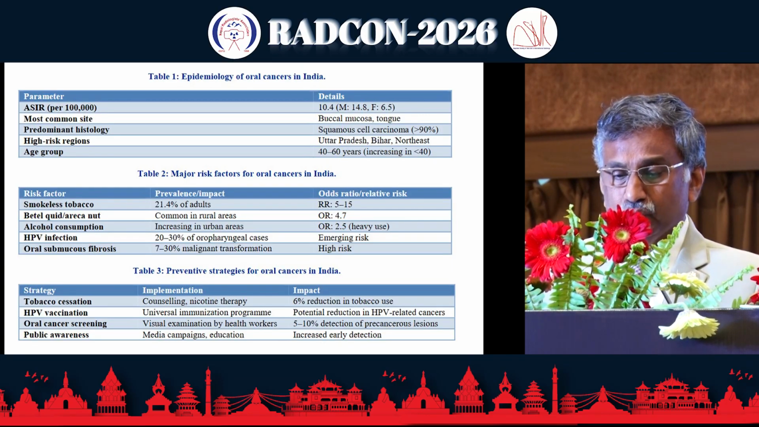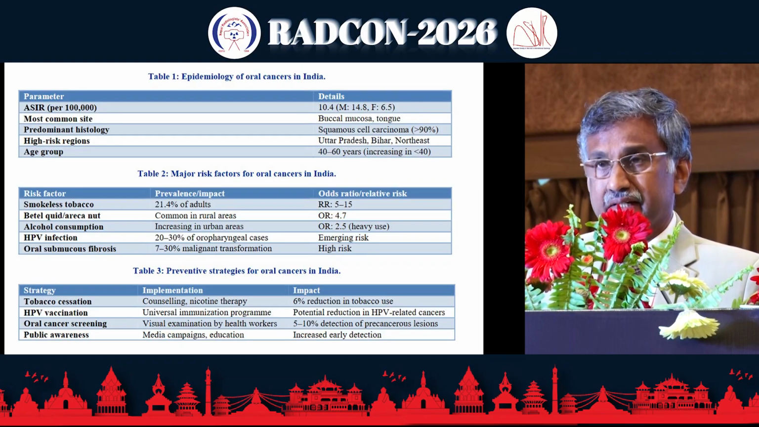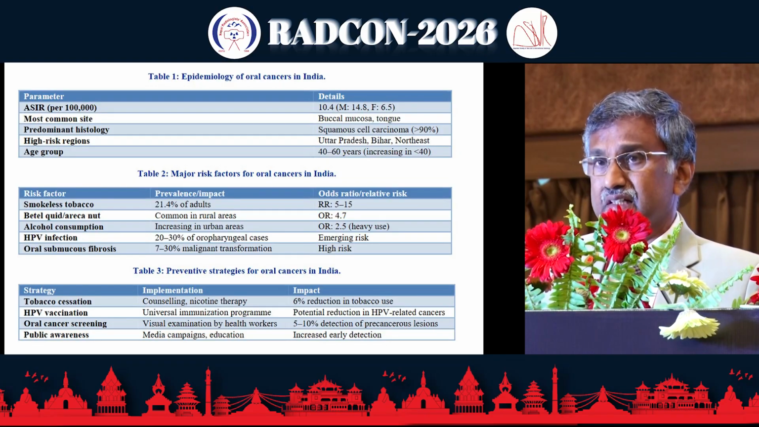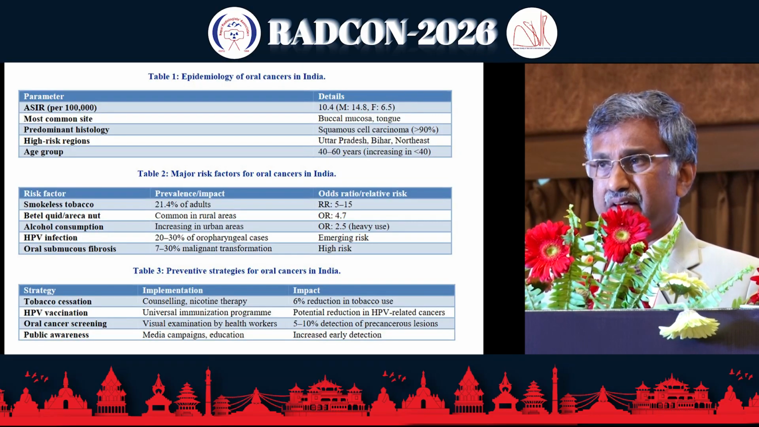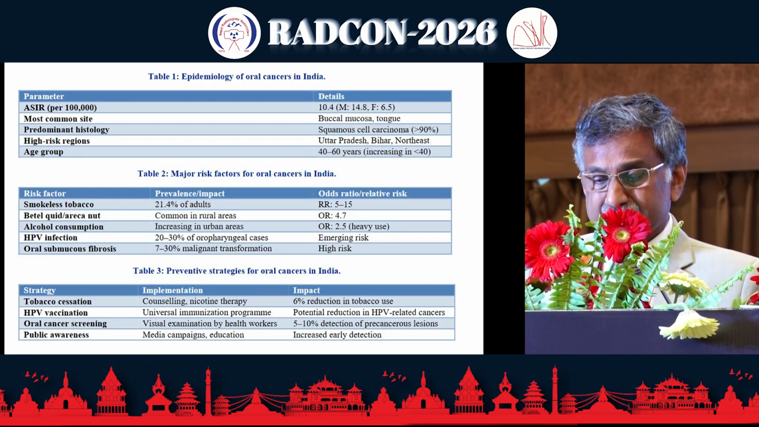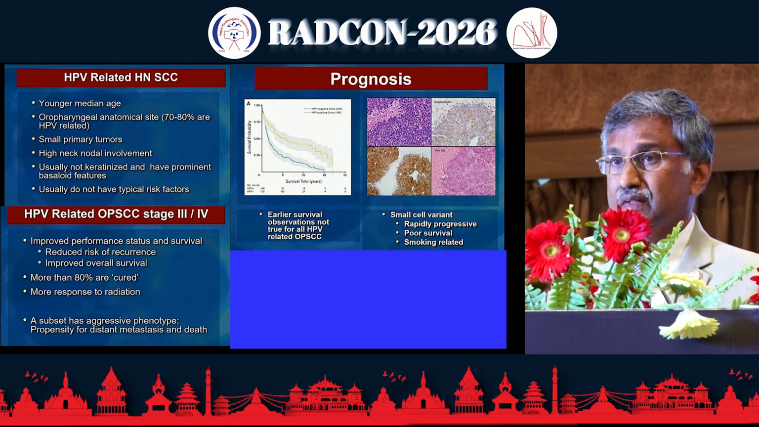Major risk factors are two important things. One is smoking and tobacco, betel chewing, and alcohol consumption. And HPV infection will be around 30% in the population of India, whereas in the northeastern part possibly more than that. A lot of prevention strategies are going on in India: tobacco cessation, HPV vaccination, and oral cancer screening.